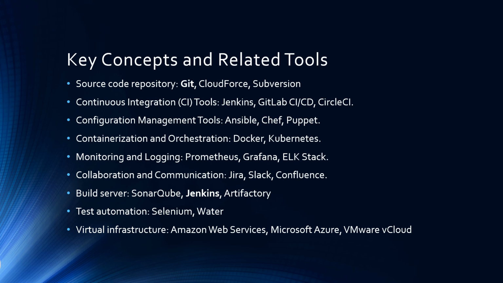Virtual infrastructure providers like AWS, Microsoft Azure, and VMware Cloud provide the flexible, scalable infrastructure needed for modern applications. These platforms offer APIs and services that support automation and scaling, making them ideal for DevOps practices.